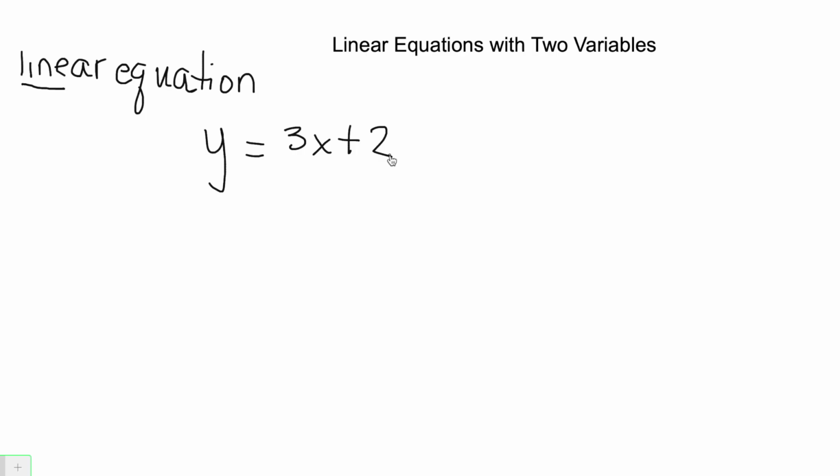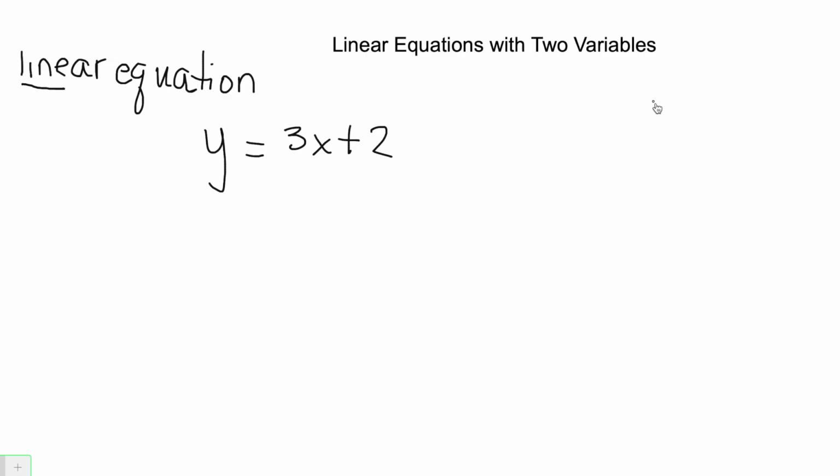How many variables do you see? Two. Okay, and they are two different variables. We have an x and a y. To determine what y is, I need to know what x is first. Where do we get x? You can pick an x, pick whatever you want x to be.